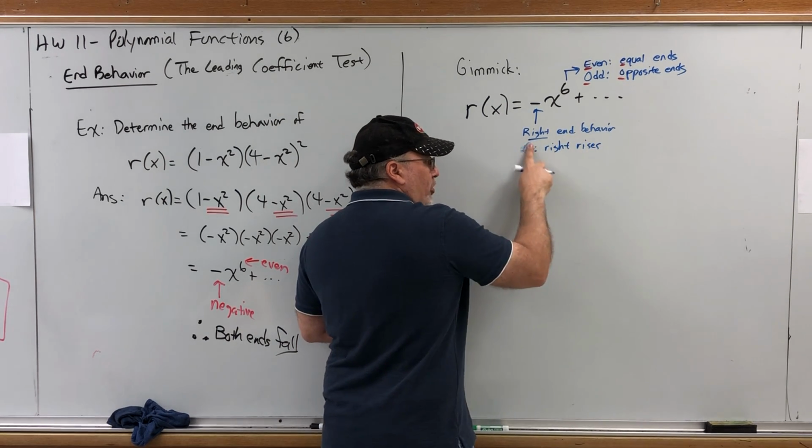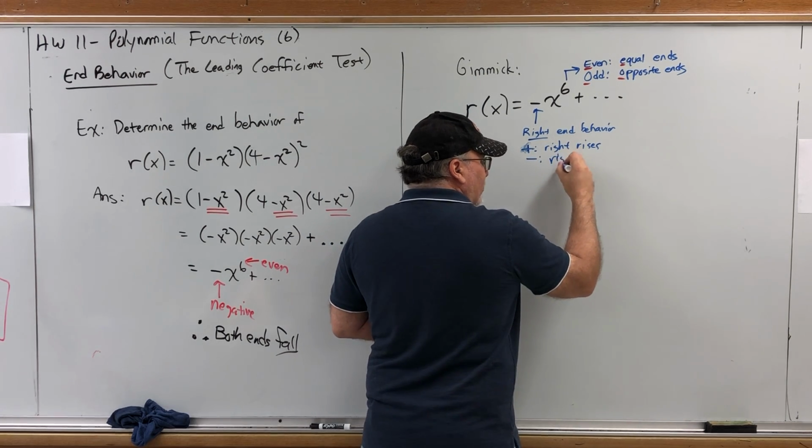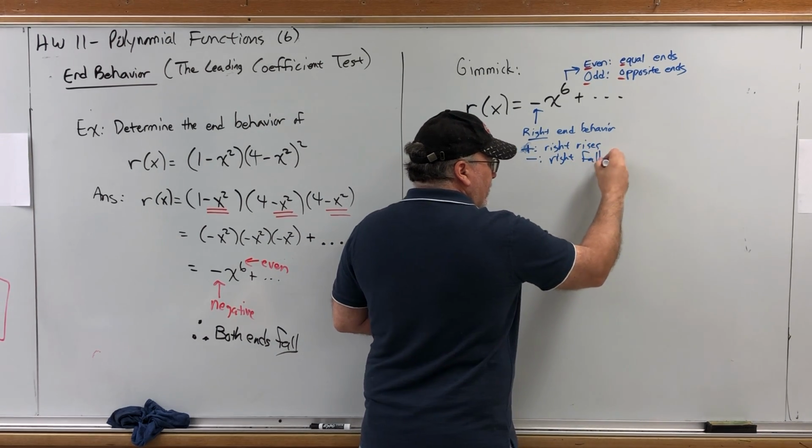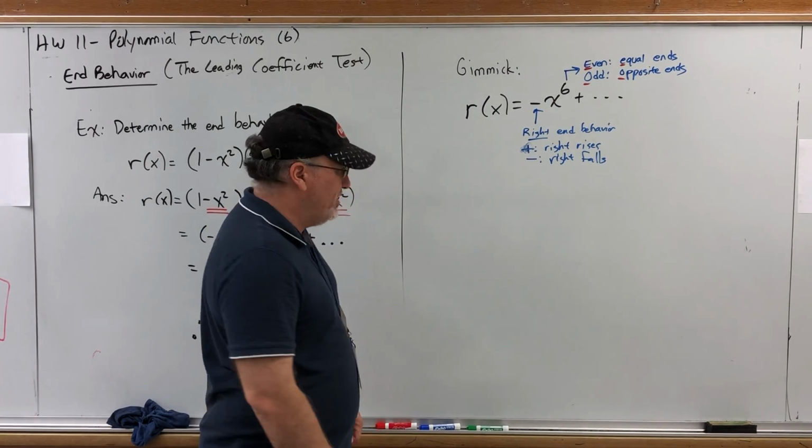Never had so much trouble drawing a plus sign. But if the leading coefficient is negative, that means that the right falls. So with those two pieces of information, you can put together the total end behavior.